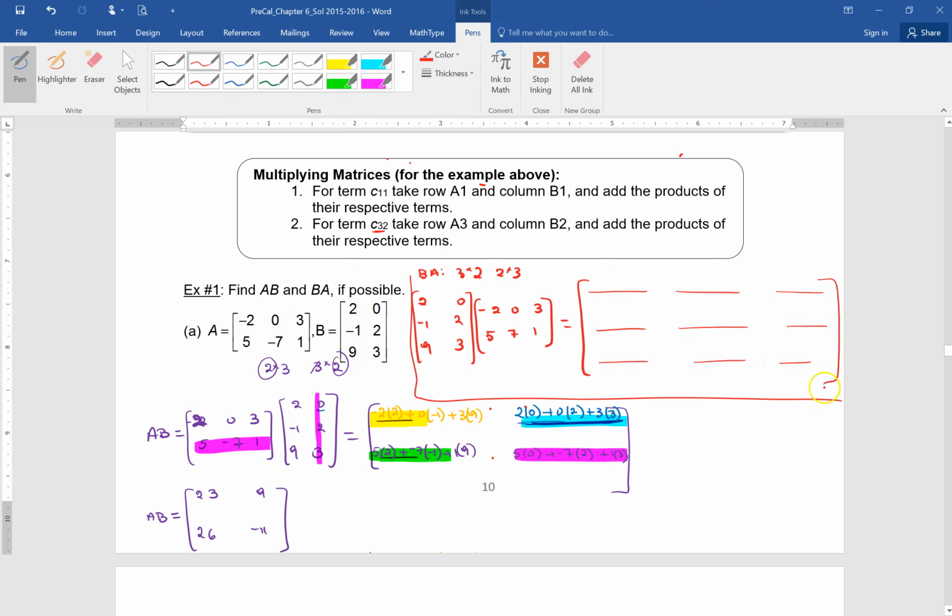Okay, so what am I going to get here? This one is row 1, column 1, right? So I take row 1, column 1, okay? And I would do it like this. Row 1, column 1, this is how I do it. That times that, okay? So negative 4, 0.